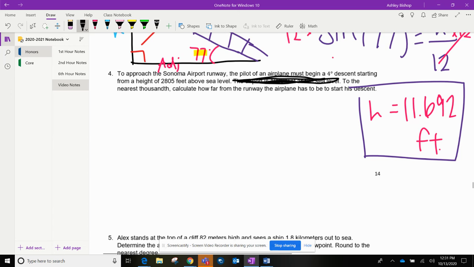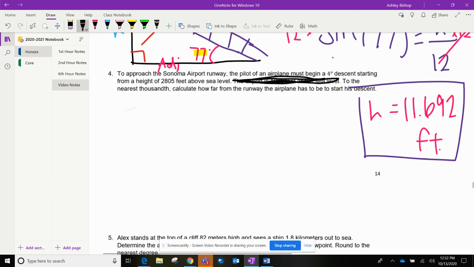But let's see. To reach the airport runway, the pilot of an airplane must begin a 4-degree descent starting from a height of 2,805 feet above sea level. To the nearest thousandths, calculate how far from the runway the airplane has to be to start the descent.